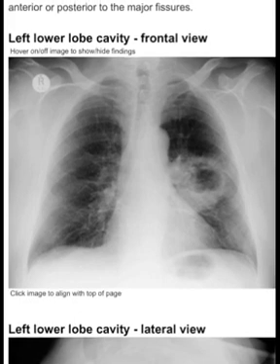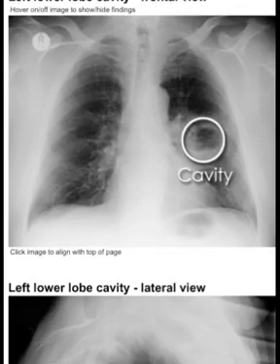Left lower lobe cavity, frontal view. Large, round, thick-walled lung cavity. This cavity is in the left middle zone close to the hilum. Which lobe do you think it is in?